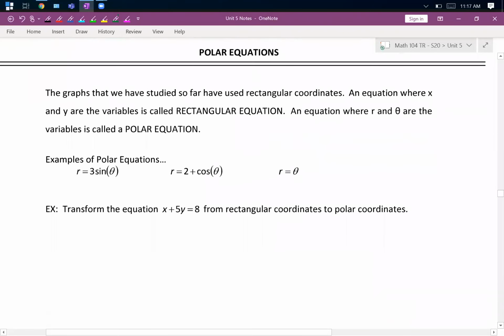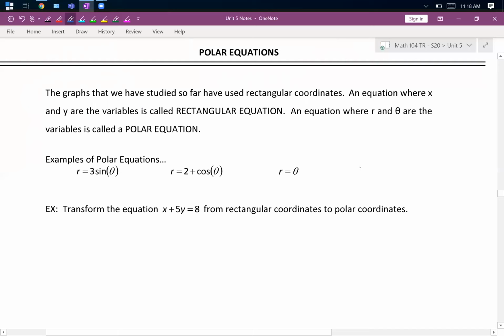The graphs we've studied in algebra and trig so far have used rectangular coordinates. An equation where x and y are the variables is called a rectangular equation, but an equation where r and theta are the variables is called a polar equation. So polar equations can look a couple different ways. R equals 3 sine theta, R equals 2 plus cosine of theta, R equals theta, R equals 5. There's a variety of different ways, but basically X and Y are not your variables. R and theta are your variables.